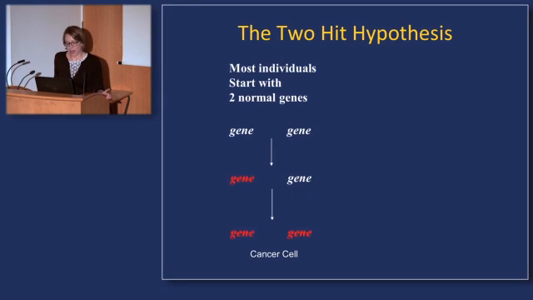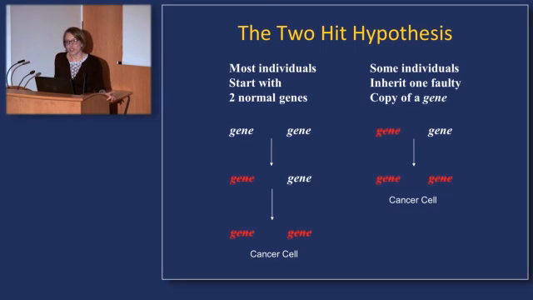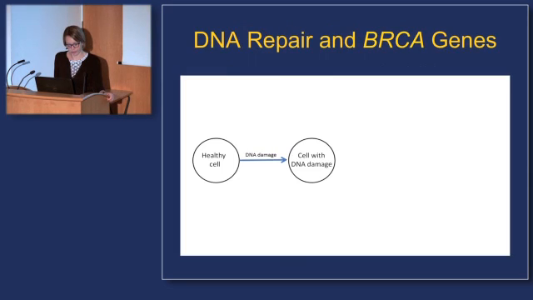So just to recap that, most individuals start with two normal copies of a gene. And across their life course, they need to get a mutation in both of those copies for the cell to divide uncontrollably and become a cancer cell. But a small proportion of people inherit one copy of a faulty gene. And therefore, their pathway for that cell to become a cancerous cell is shorter. And that's what happens with people who've inherited a BRCA mutation.